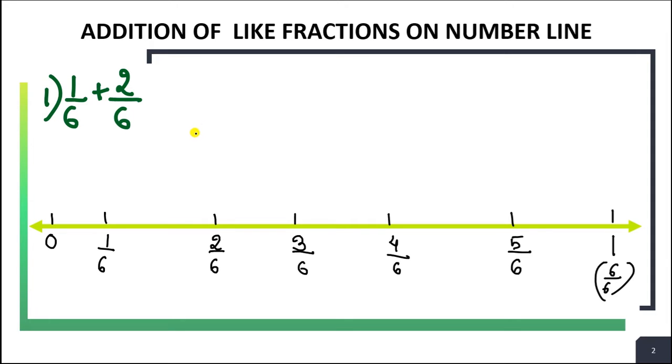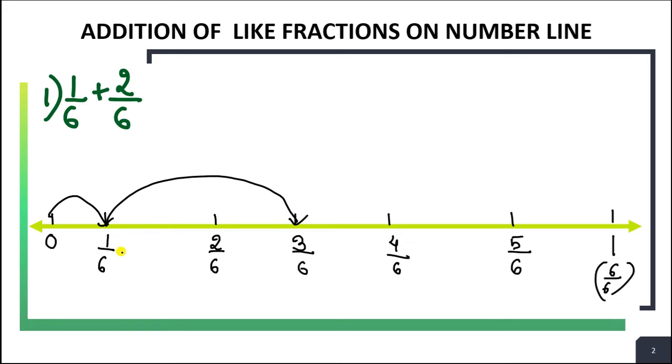Okay. Now what are we going to do next? Next we are going to add these both numerators. First is given 1 by 6, so first let us see the point where 1 by 6 is. This is the point, the starting of 1 by 6. Now we are going to add 1 by 6 plus 2 by 6, meaning 2 steps from 1 by 6, right? So 2 steps from 1 by 6 gives us 3 by 6.